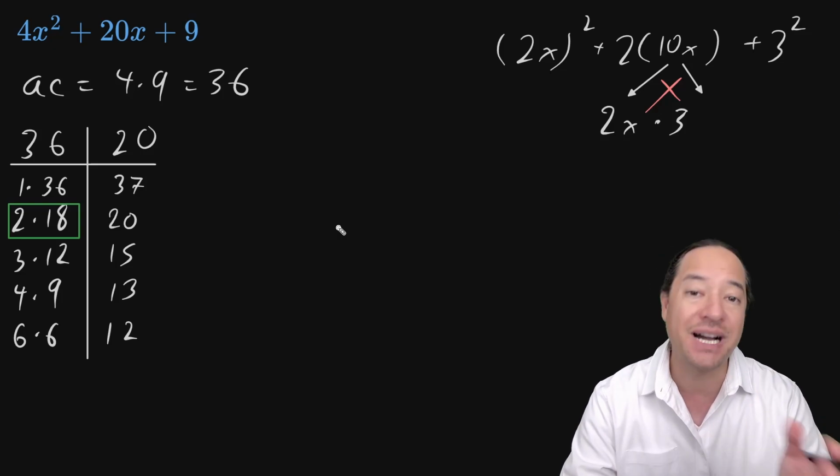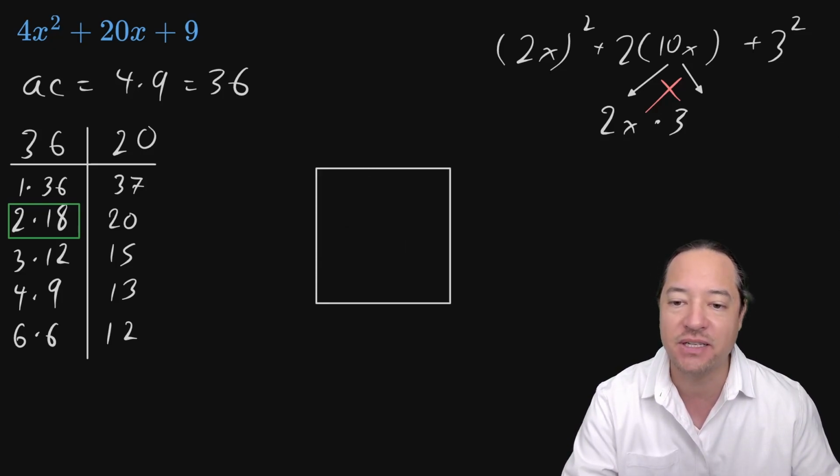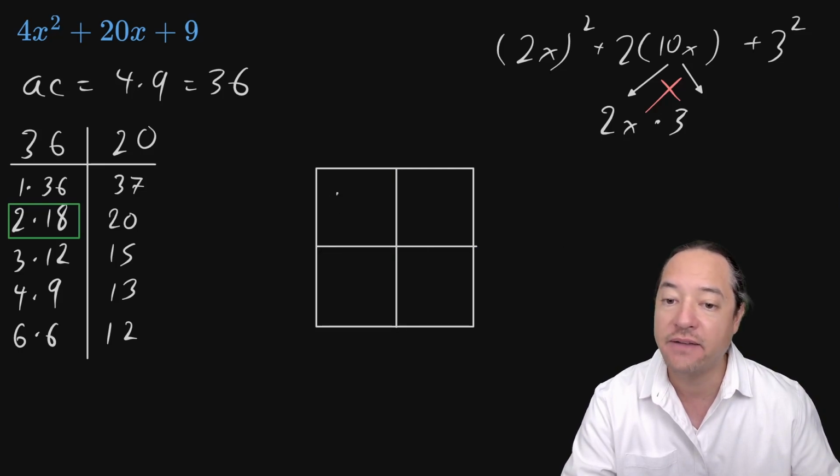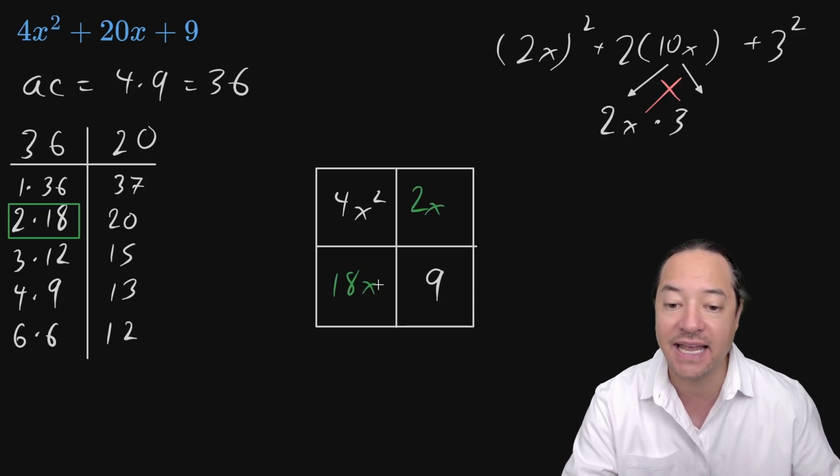Let's use the box method. Okay, so we'll use the box method here. So we'll create our little box. And over here we'll have our 4x squared. Here we'll have our 9. And here we'll have a 2x and an 18x.